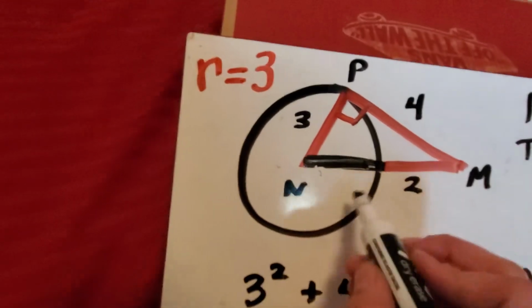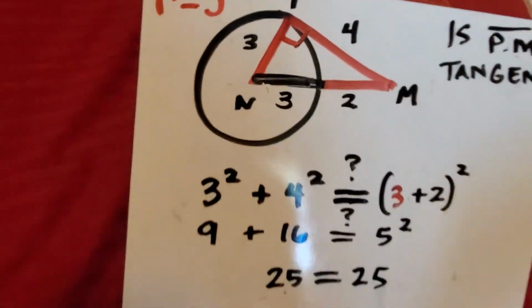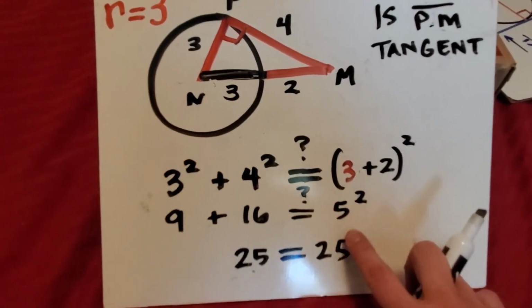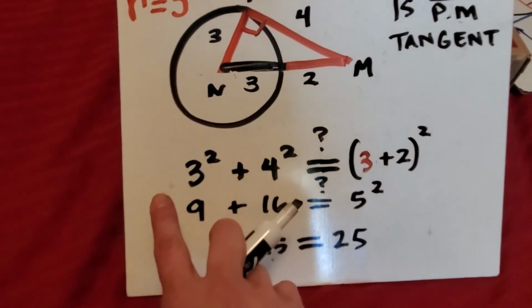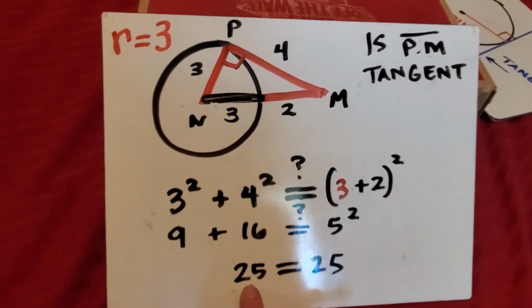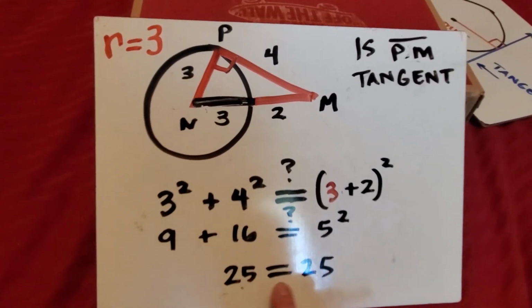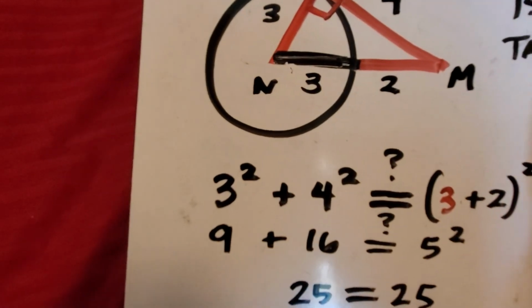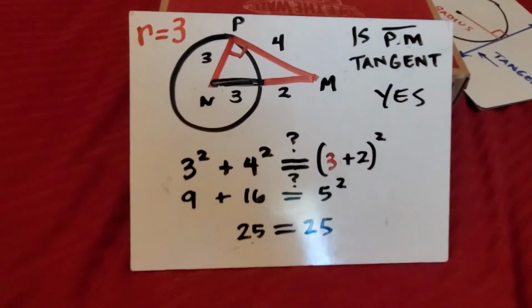So now that we know that this is the radius, I can put it in. And 3 plus 2 is 5. 5 squared is 25. 3 squared plus 4 squared is also 25. Since they are equal, a squared plus b squared is equal to c squared, then yes, PM is tangent.